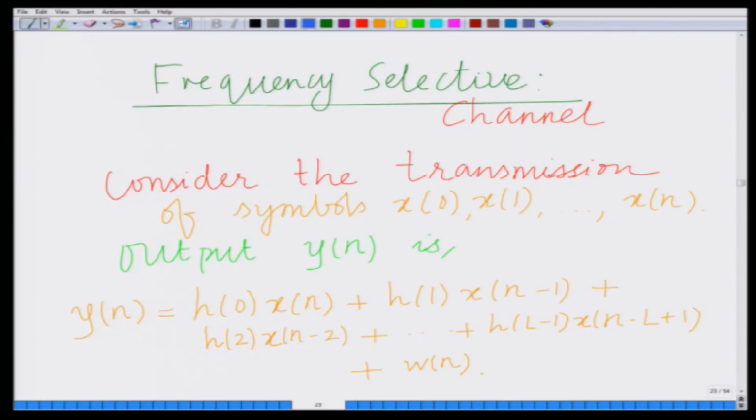So, we are seeing something very interesting. We are seeing that the output symbol yn depends not only on the current input symbol xn, but it also depends on the past input symbols, namely xn minus 1, xn minus 2, so on until xn minus l plus 1. Therefore, this is precisely inter-symbol interference. This system model, you can clearly see in this system model, we have ISI or inter-symbol interference.